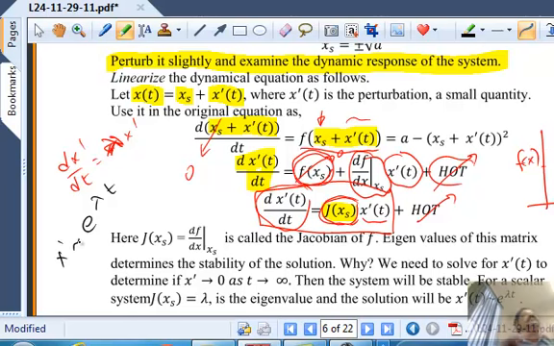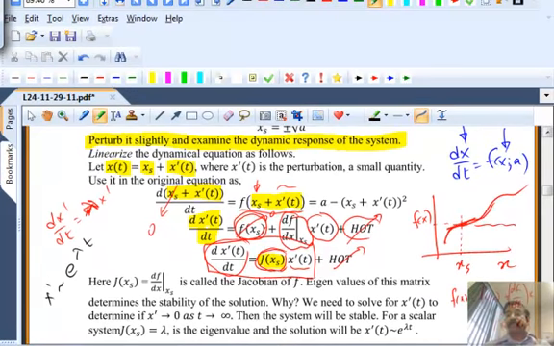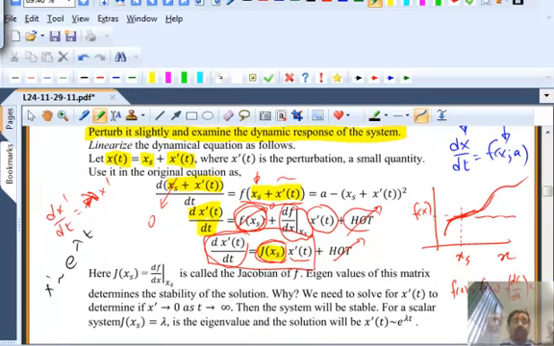That is the solution. When would that be stable? If lambda prime is, if lambda is negative, the real part of lambda is negative. Lambda can be complex, okay, and that is called the eigenvalue.